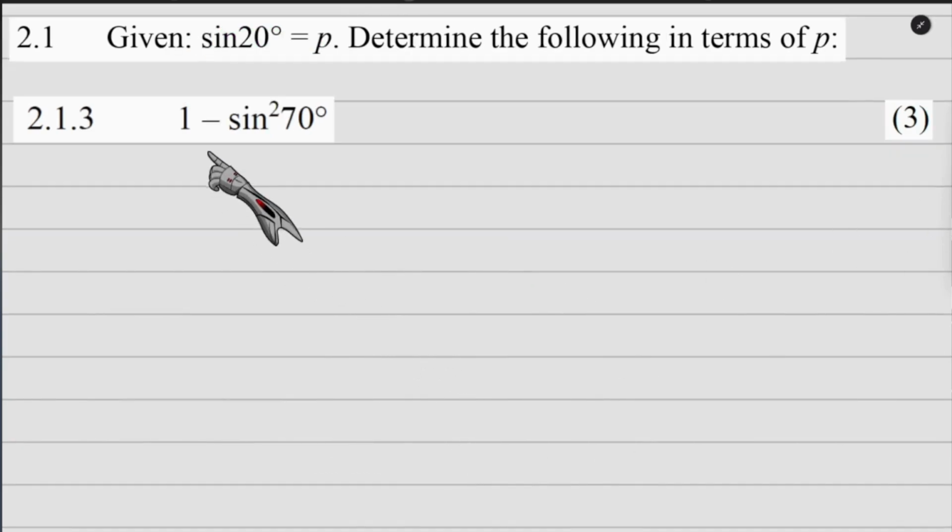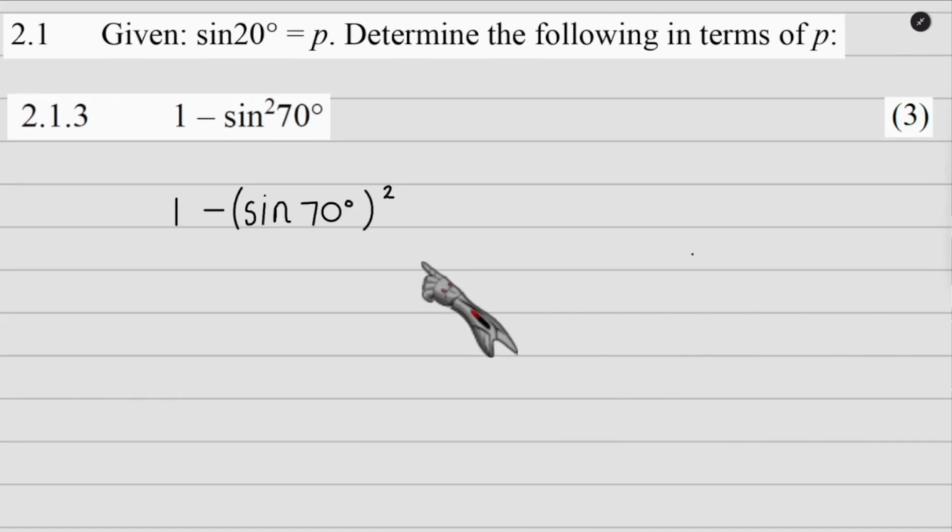And next up, they ask us for 1 minus sine squared of 70. Okay, so I smell something. Before I show you what we're going to do, we've got to deal with this square. So we're going to put it on the outside like this. We just wrap sine in a bracket and put the square on the outside. And now, you see 70 and 20. If I add those numbers together, it gives me 90.